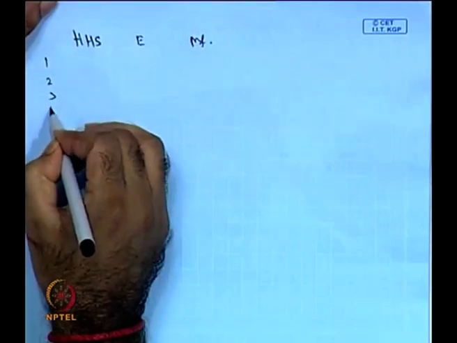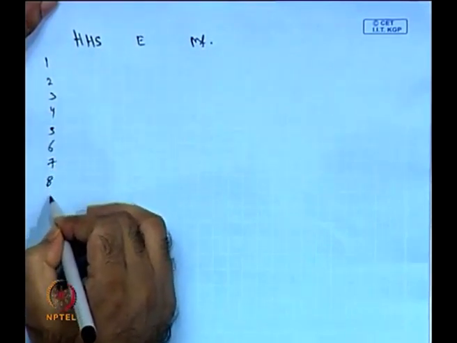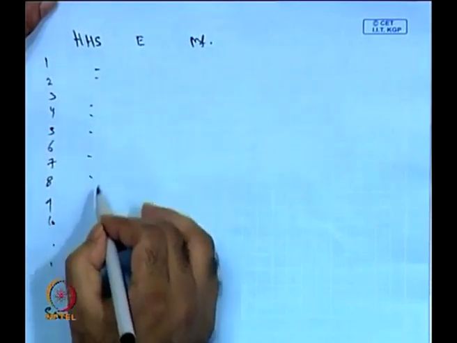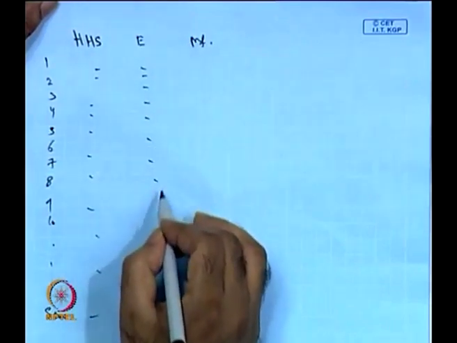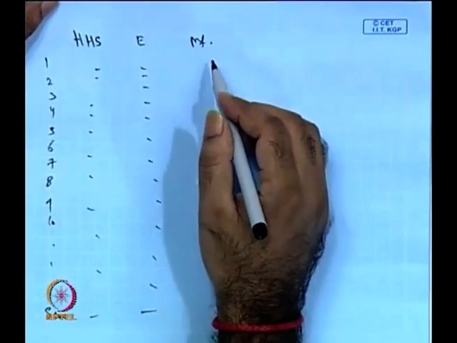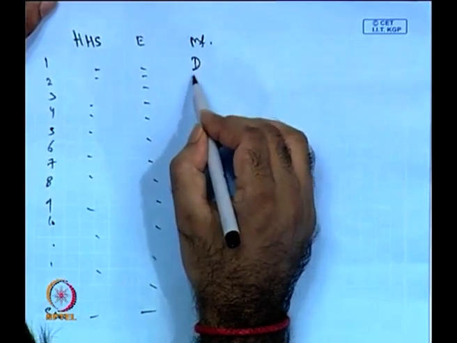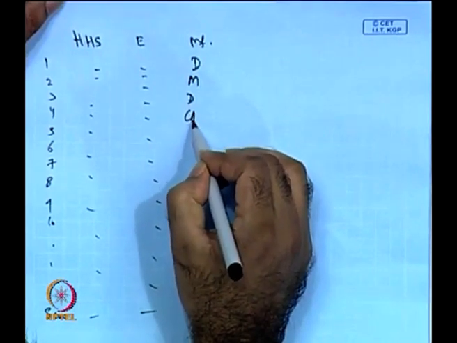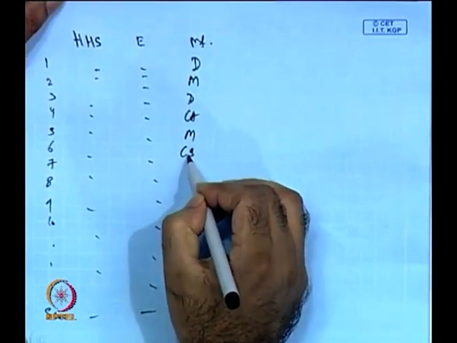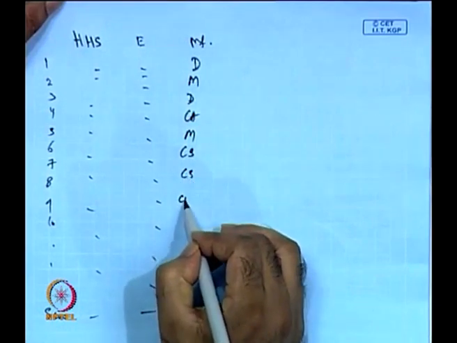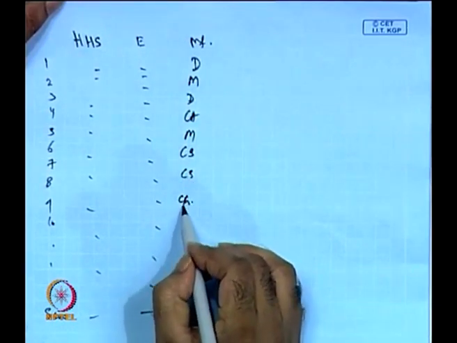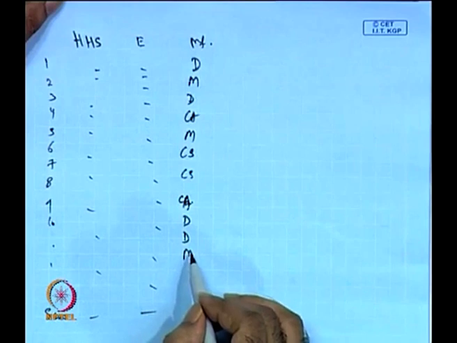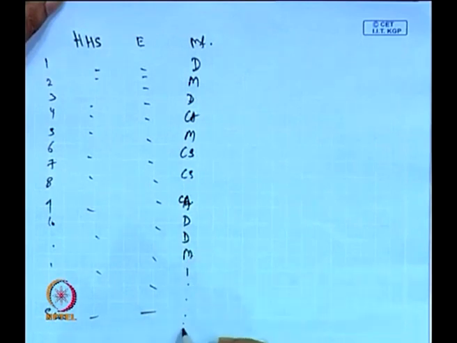So 1, 2, 3, 4, 5, 6, 7, 8, 9, 10, up to 500. These figures are already in quantitative format. Now on the profession side, let's say this is doctor, this is manager, this is chartered accountant, this is company secretary, and so on. This is how it gets filled up.